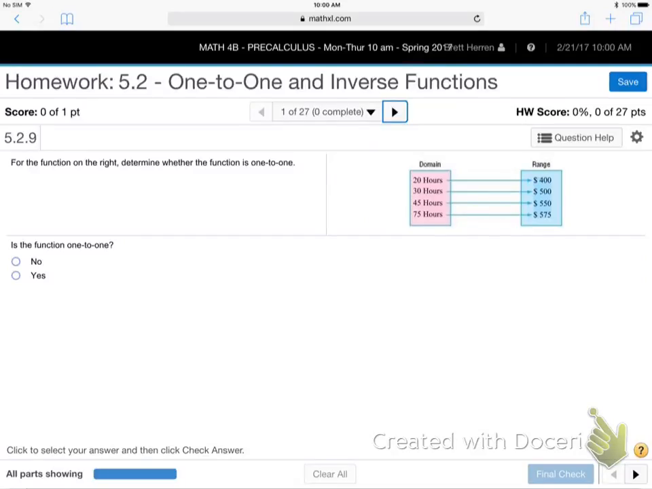All right, so how do we do this? This is one-to-one and inverse functions, section 5.2. I think this would be pretty not too bad.